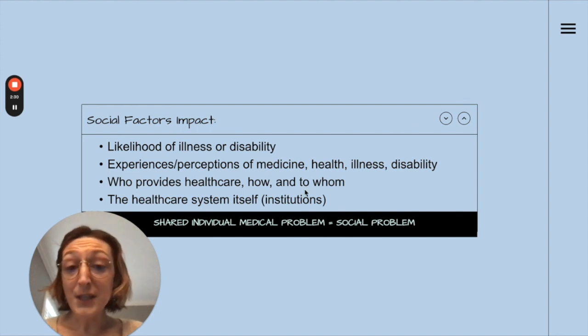Medical sociology demonstrates that things like likelihood of health or illness, experiences and perceptions of medicine, health, illness, and disability, who provides healthcare, how healthcare is provided, and to whom it is provided, and institutional aspects of the healthcare system itself are not random, but instead are shaped by social factors. So medical problems become social problems when they are shared by many individuals with some similar characteristic, experience, or circumstance.